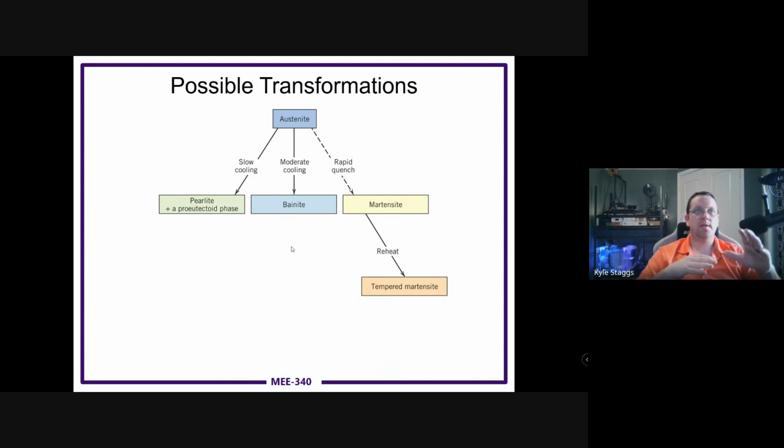The slow cooling path gives us perlite and proeutectoid phase. So that's proeutectoid alpha or ferrite. There's a moderate cooling path that'll take us to bainite, and that's a little bit more aggressive of a cooling slope. So maybe it's air cooled, taken out of the furnace, and so it's cooling off a lot faster, but it's still kind of moderate. And then there's the rapid quench, which forms martensite. And so we're going to take a look at what that looks like and why, when we form exclusively martensite through a rapid quench process, it needs to have a reheat as well in order to temper the material.